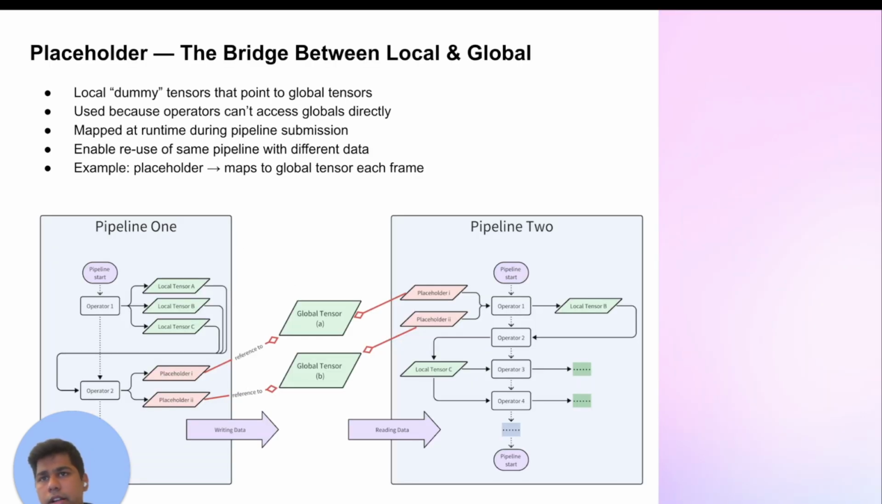Now, finally, let's understand what a placeholder is. Placeholders basically connect local and global tensors. For safety, operators can't directly use global tensors. Instead, we create placeholders. Local tensor handles that behave like pointers. When you submit a pipeline, map each placeholder to a global tensor for that run. This is powerful because it means you can reuse the same pipeline multiple times, each time mapping it to different data inputs. That's how SecureMR lets you manage real-time data flow between multiple secure pipelines.